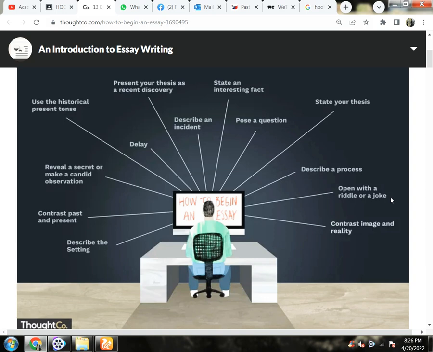So these are just some ways of opening your essay, but keep in mind the opening should be good, it should be creative, it should capture your reader's attention, and also prepare them for what's following, right? Similarly, I would like to talk about the closing at this point in time, even though I don't have a screen ready for that.